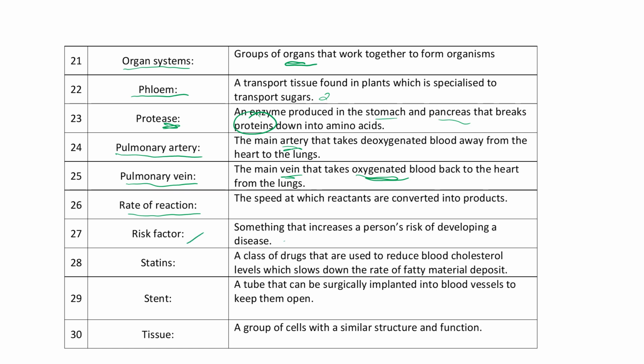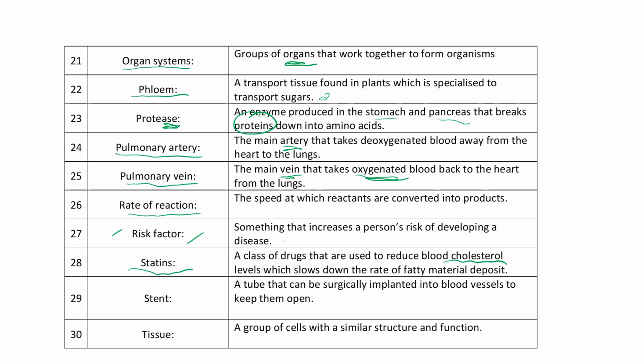So for example, coronary heart disease could be to do with lifestyle, like smoking, eating too much fat and not exercising. That is a risk factor. A class of drugs that are used to reduce blood cholesterol, which slows down the rate of fatty material deposits, is a statin. You can find that in certain foods.